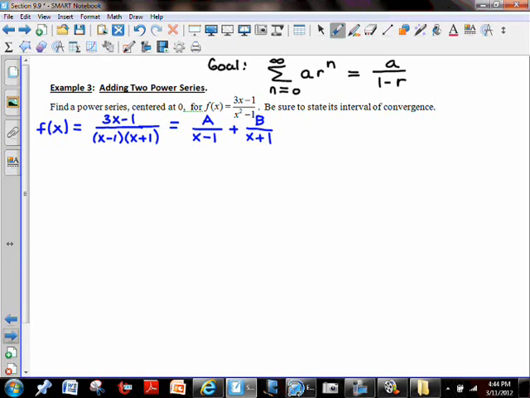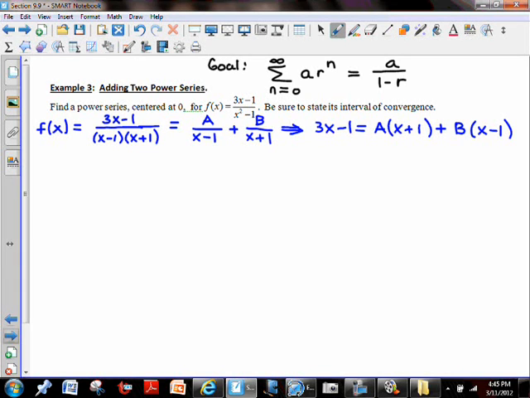And then I can proceed to multiply through both sides by the common denominator, x minus 1, x plus 1. And that will eliminate the denominators from the left side of the equation. And on the right side, if we multiply this A over x minus 1 by x plus 1 times x minus 1, we'll notice that the x minus 1s would cancel. And if we multiply this B over x plus 1 here by x minus 1, x plus 1, we would notice that the x plus 1s would cancel.